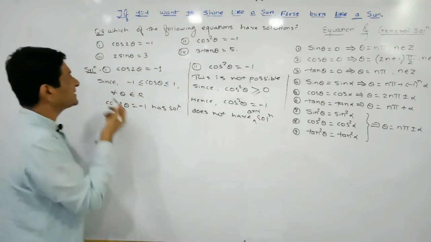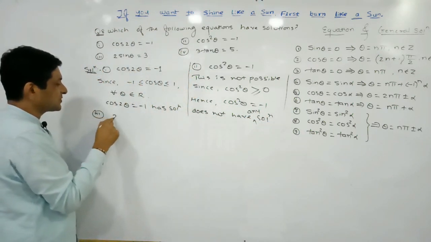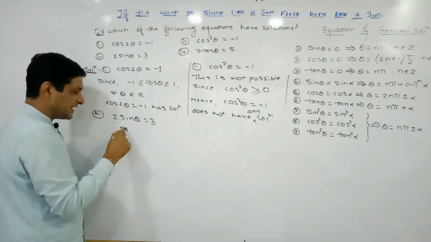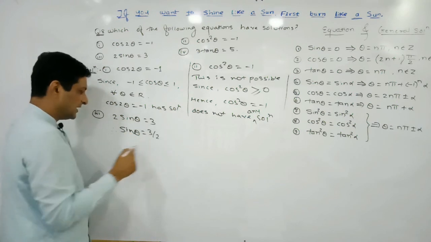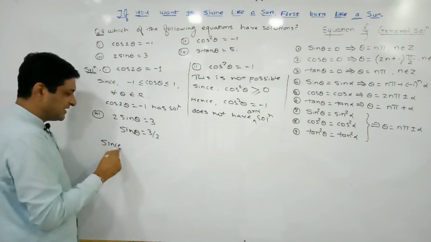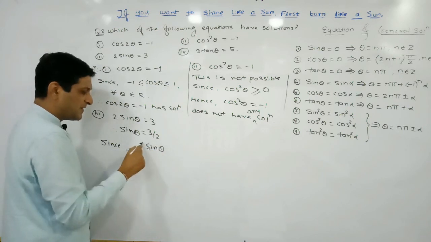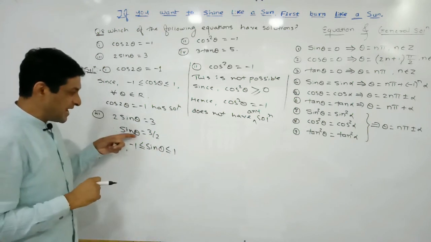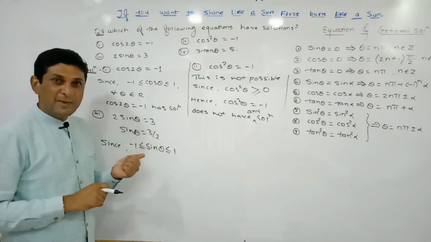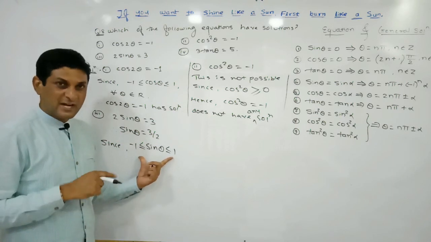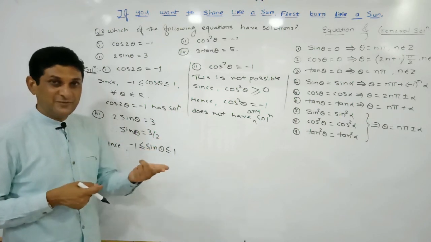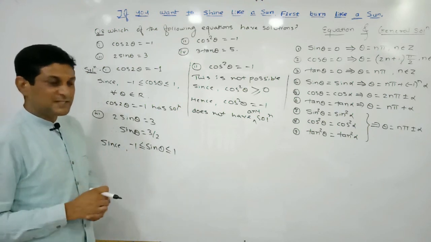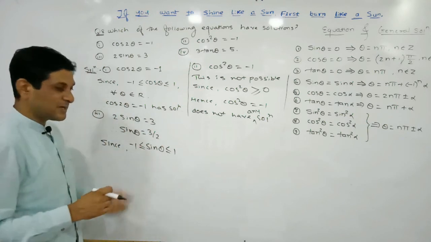Okay, now consider the third example. In this case, the given equation is 2 sin theta is equal to 3. So therefore sin theta is equal to 3/2. Since we know that the value of sin theta is always greater than or equal to -1 and less than or equal to +1, but here the value of sin theta is 3/2. 3/2 does not lie in between -1 and +1. 3/2 means 1.5, and 1.5 does not lie in between -1 and +1, means we can say that this trigonometric equation does not have a solution.